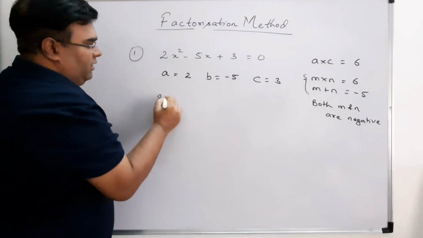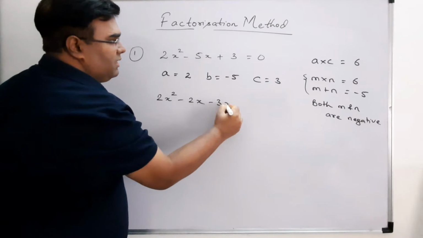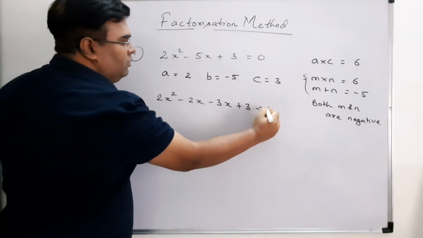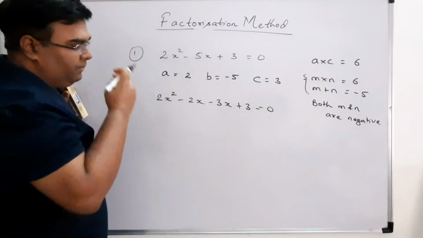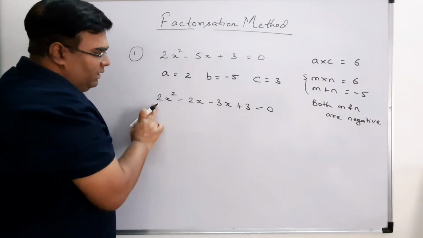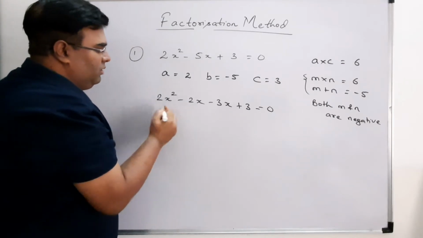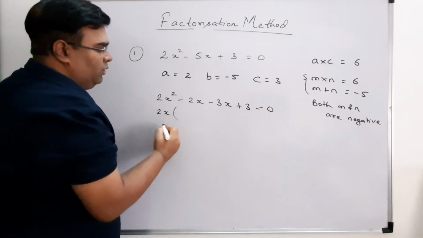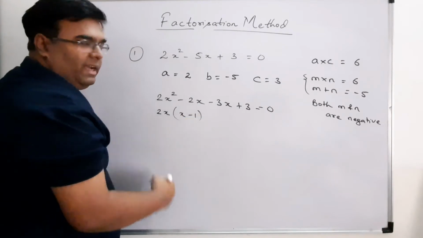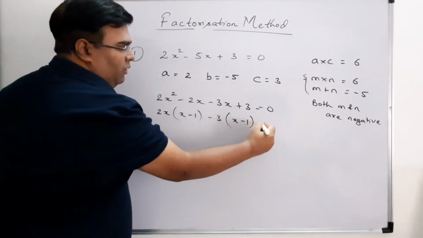So here we can write 2x² − 2x − 3x + 3 = 0. I have written 2 first because it goes well with my first term. From here we can take 2x common, it will be x − 1. From here we will take 3 common.